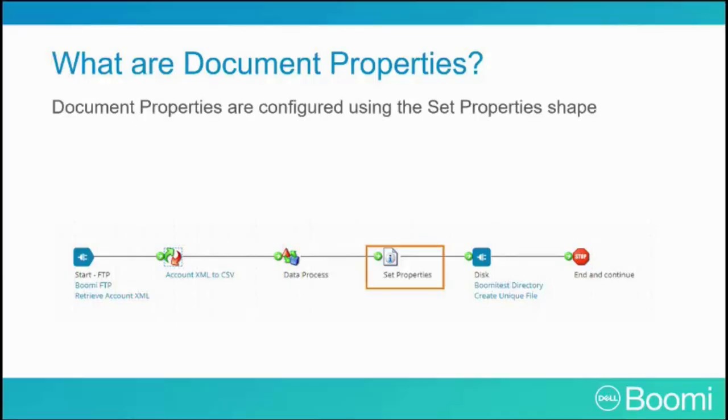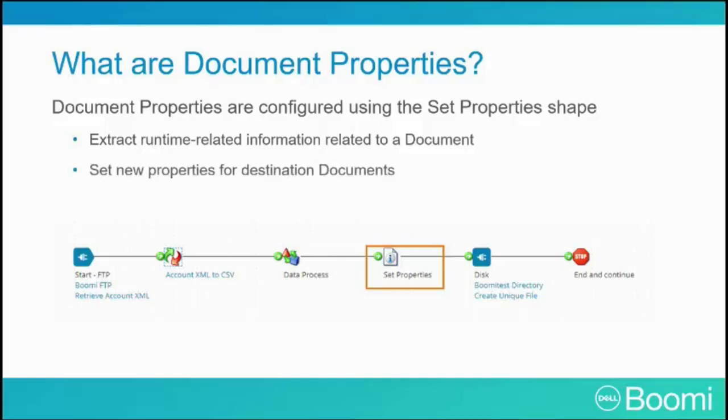We configure properties using the set property shape, which allows you to set values for documents and properties. We use the set property shape to extract runtime related information related to a document, or to set new properties for a destination document. As mentioned earlier, we handle document properties by using the set property shape.